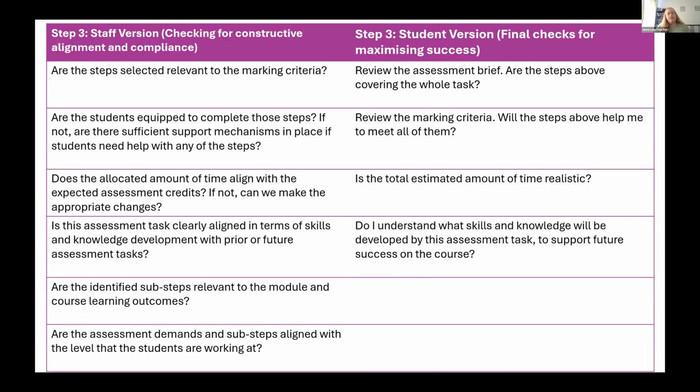In step 3, this is very much about a final checking process. So for staff, it's about checking for constructive alignment, making sure that the assessment demands are appropriate, for example, the learning outcomes and the credit weighting. For students, it's about thinking about the final checks for maximising success and achieving a grade that they would be happy with. Things like checking the marking criteria, rechecking the assessment brief, and all that kind of thing. So this is the third step where the two versions of the worksheets deviate a little more from each other, but you can see examples of the questions there.